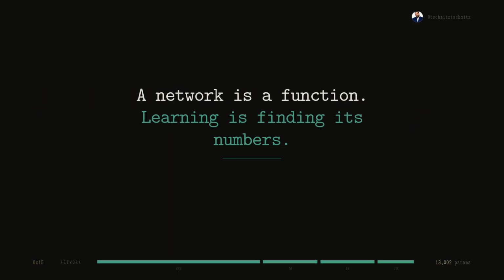So that's the whole object. Neurons hold numbers. Weights and biases decide how those numbers flow forward. Stack a few layers, and you get a function from 784 inputs to 10 outputs with 13,000 knobs on it. Learning is the search for a good setting of those knobs. Next time, we go find them.